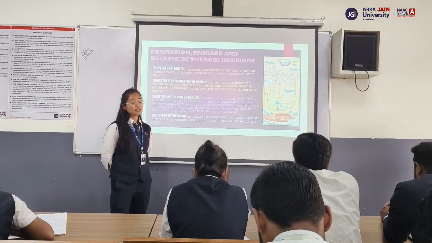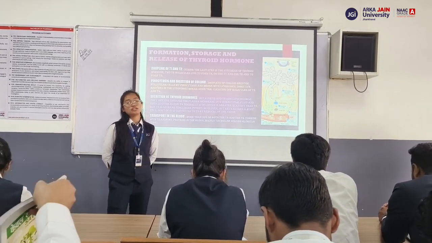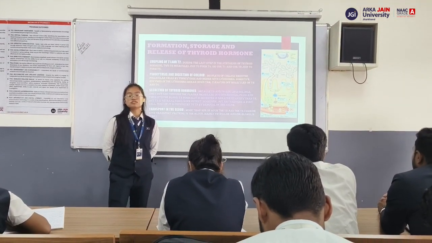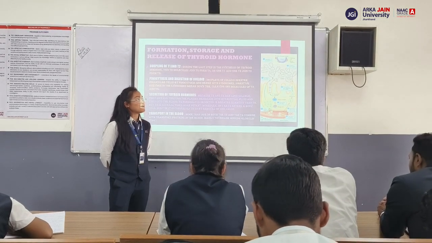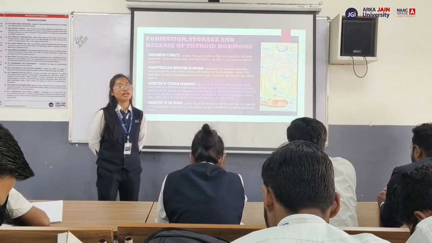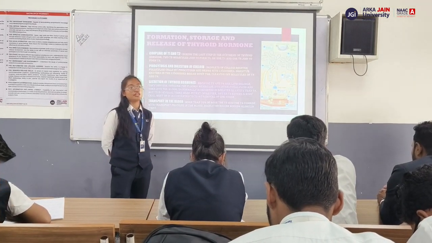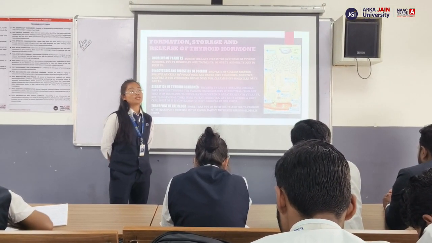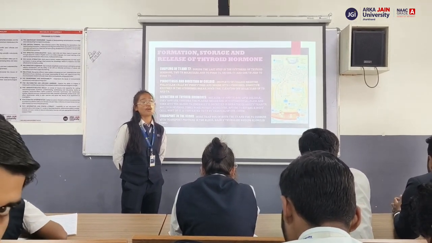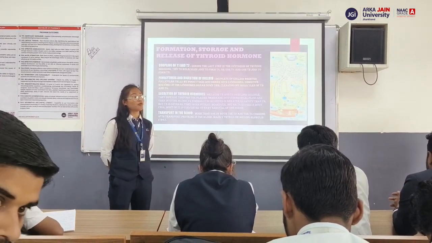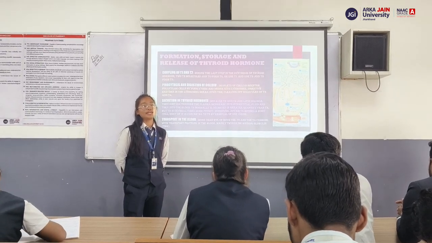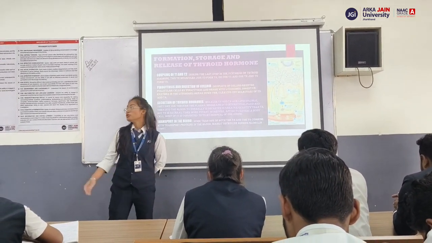Seventh, secretion of thyroid hormone. Because T3 and T4 are lipid soluble, they can pass through the plasma membrane into the interstitial fluid. Last is the transport in the blood. The T3 and T4 are released into the bloodstream, where they require a transport protein called thyroxine binding globulin. Now I will pass it over to Rohit.